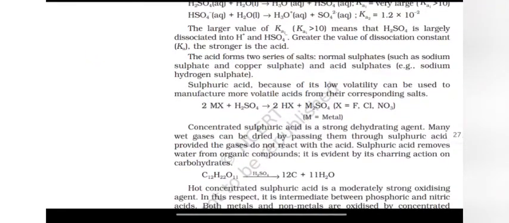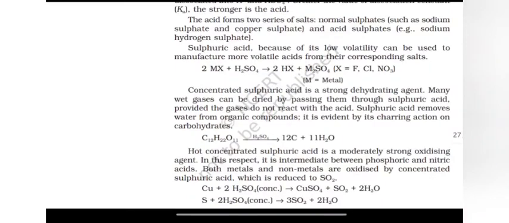The acid forms two series of salts, normal sulfates and acid sulfates. Sulfuric acid, because of its low volatility, can be used to manufacture more volatile acids and their corresponding salts. Concentrated sulfuric acid is a strong dehydrating agent. Many wet gases can be dried by passing them through sulfuric acid, provided that the gases do not react with the acid. Sulfuric acid removes water from organic compounds. It is evident by its charring action on carbohydrates.